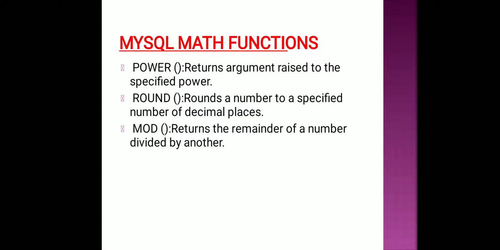For example, mod 3 comma 2, it will return 1. When you will divide 3 by 2, 2 divides 3 one time and the remainder is 1. We will learn how to use these functions in the later video.